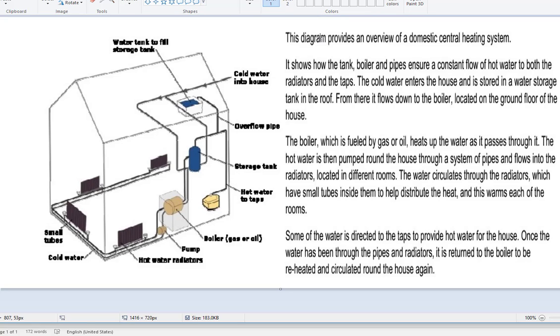Let's look at the overview. This diagram provides an overview of a domestic central heating system. Nothing wrong there. To the point. It doesn't go into analysis, it just tells us what the diagram is going to show. Ensure a constant flow of hot water. So here we have present tense being used to describe the flow of water.